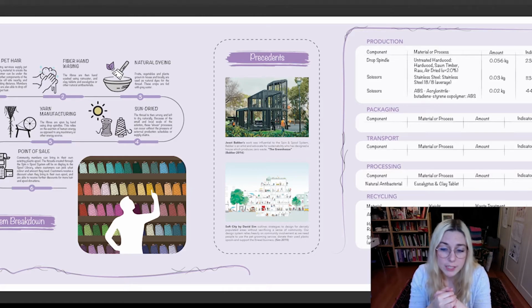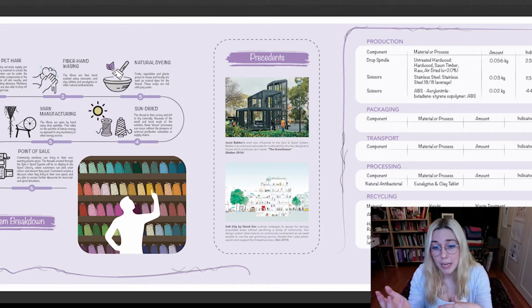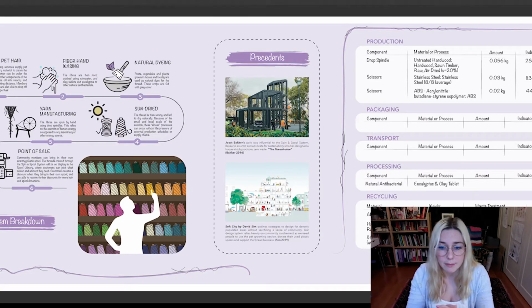Soft City by David Sim outlines strategies to design for densely populated areas without sacrificing a sense of community. Our design system relies heavily on community involvement, as we need people to use the pet grooming service, donate their used plastic spools, and generally support the thread business.